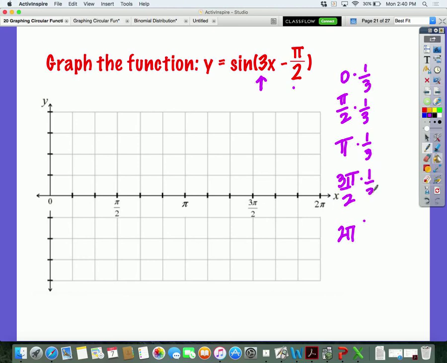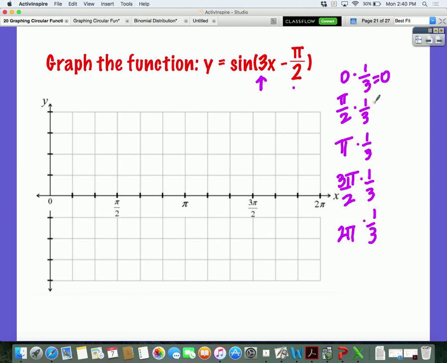So when we do that, what's 0 times 1/3? 0. What's pi over 2 times 1/3? Pi over 6. Pi times 1/3? Pi over 3. 3 pi over 6, which is? And then?